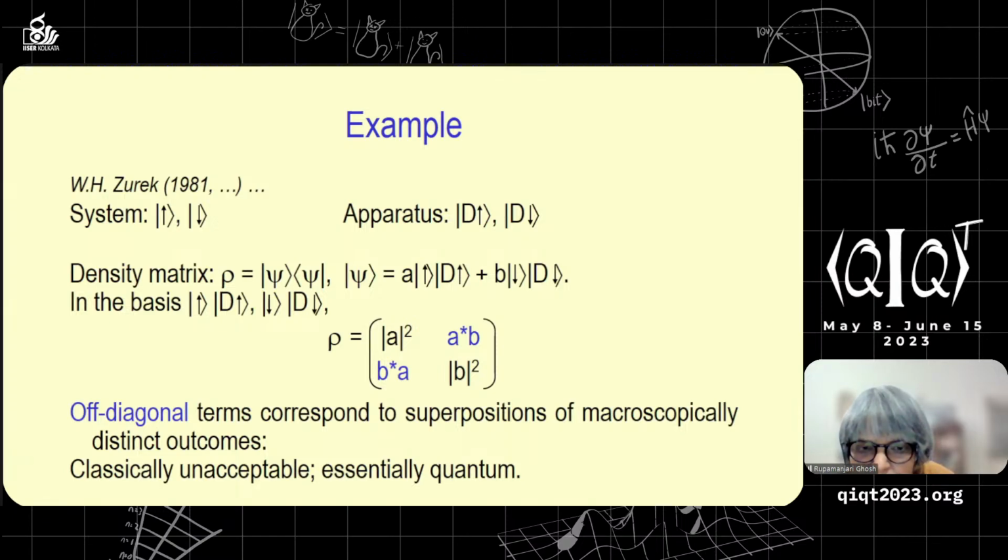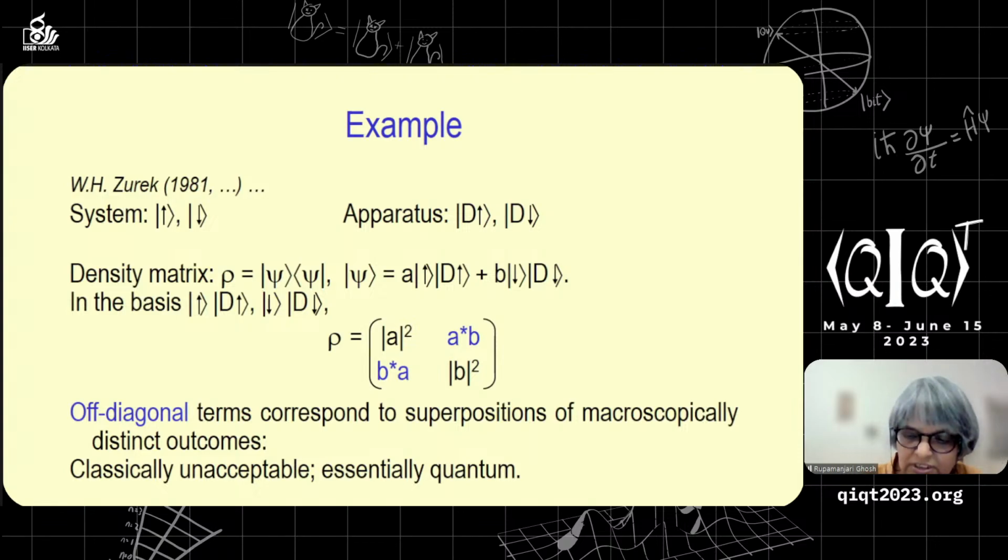The diagonals have mod A square and mod B square. Those are the probabilities of being up, probabilities of being down. But the ones in blue, the off-diagonal terms, are a little funny to interpret. There's nothing funny about them in quantum mechanics, but these are the ones that correspond to superpositions of macroscopically distinct outcomes, up and down, and they are mixed up. So these are classically unacceptable and essentially quantum.